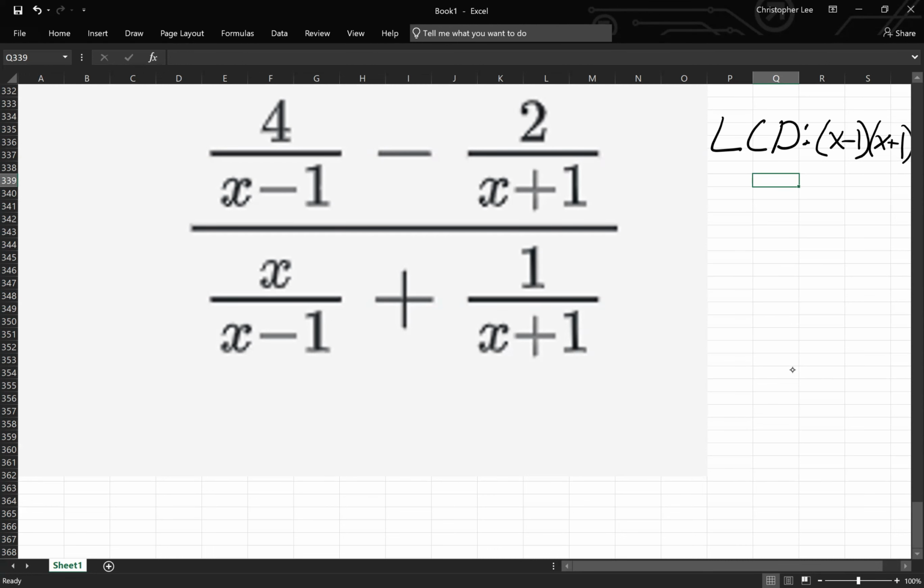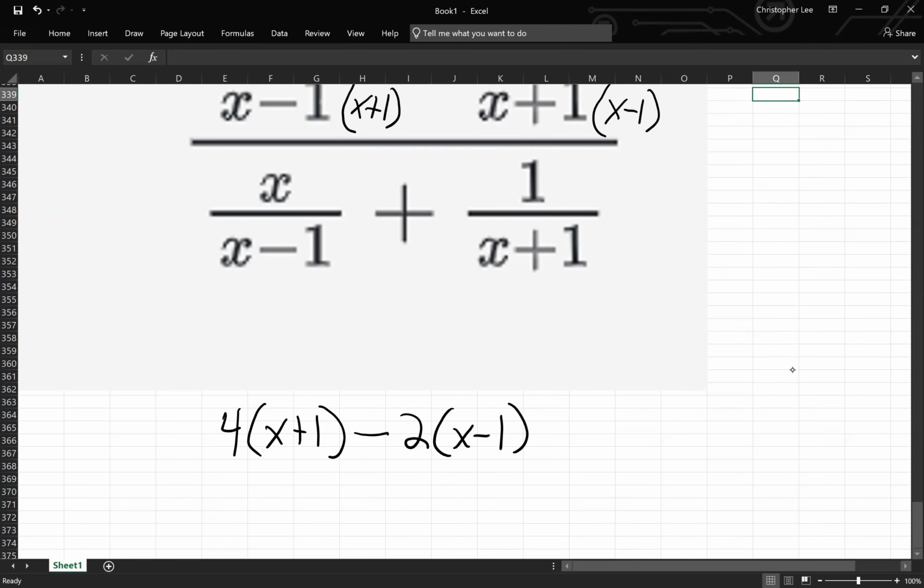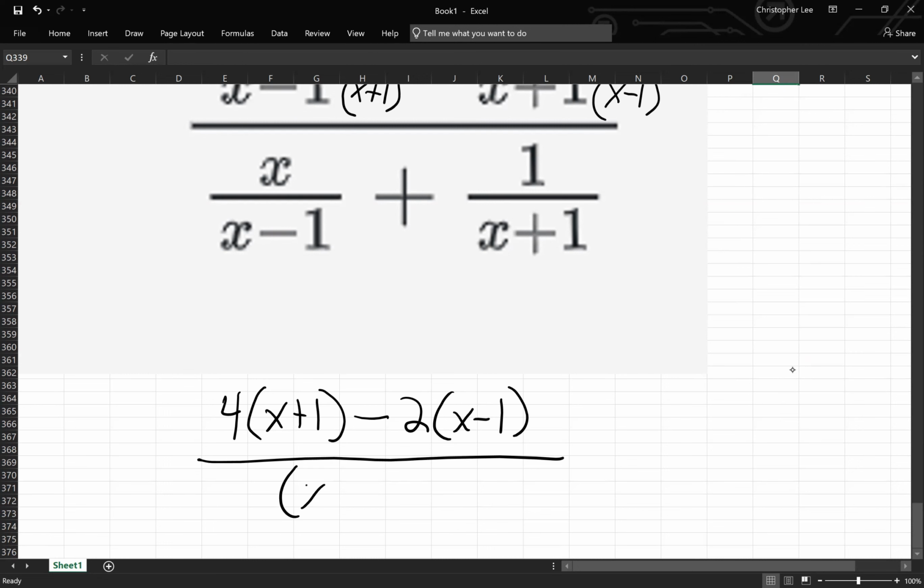So now we find the LCD as x minus 1, x plus 1. What do I have to multiply this one by? X plus 1, exactly. But what I do to the bottom, I gotta do to the top. What about this one? What do I multiply this by? X minus 1, very good. But what I do to the bottom, I gotta do to the top. All right, let's simplify this down. So this is gonna be 4 times x plus 1 minus 2 times x minus 1 all over x plus 1 times x minus 1.